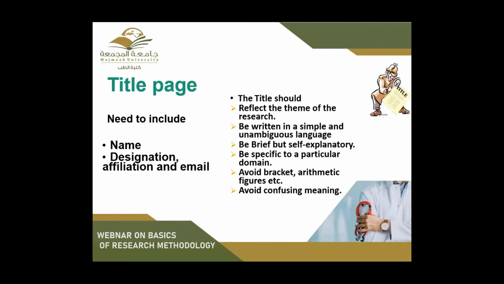Okay. So coming to the first part, the title page, we have to write the name, designation, affiliation, and email. And it should reflect the theme of the research. It should be written in simple and unambiguous language. Sometimes we write a very lengthy title, like 'To study the prevalence of so and so in city, country', we will write everything. We should not write the short forms. BMI, we write body mass index; HDN, we write hypertension; BP, we write blood pressure. We should write the long forms, and any confusing meaning should be avoided.